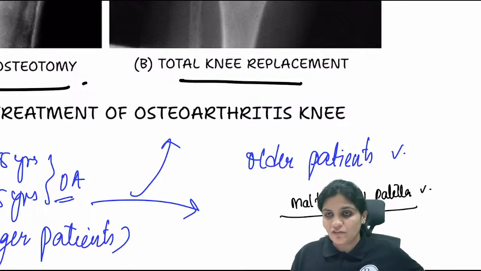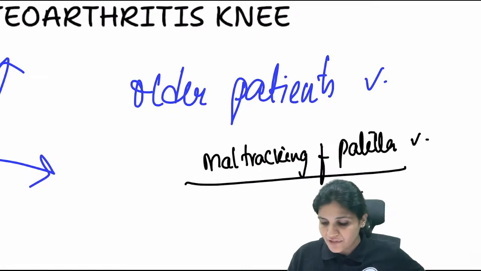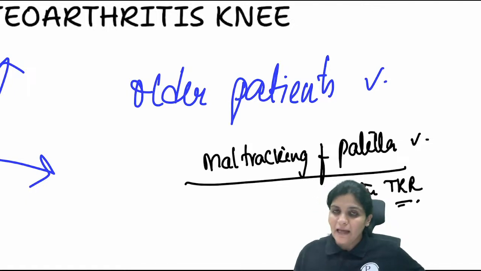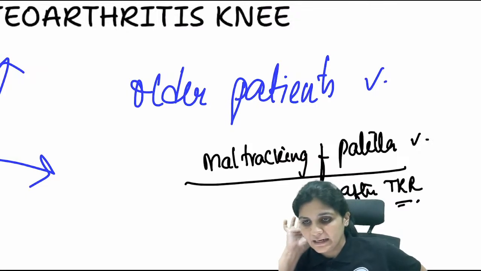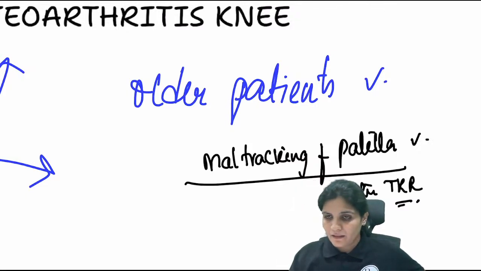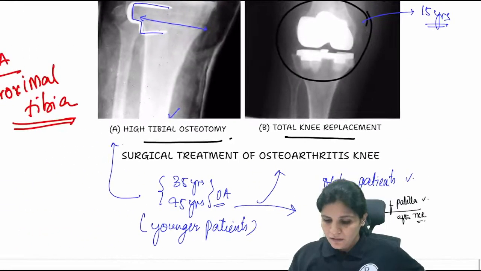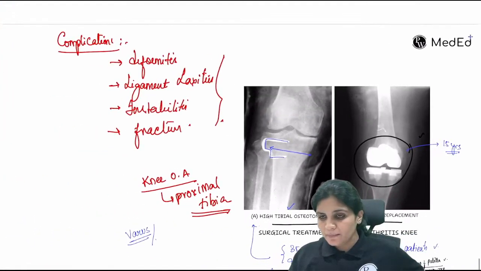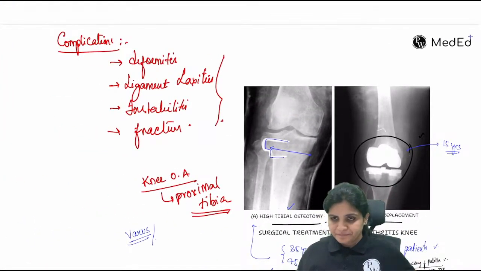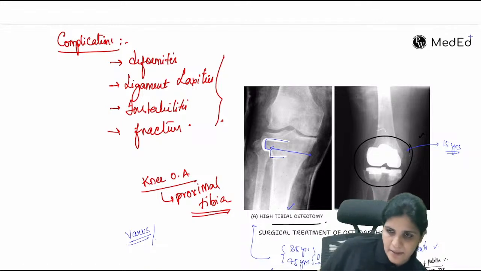Right, this maltracking of the patella will happen after your TKR, total knee replacement, when there is a problem in the movement of the patella. Usually there will be lateral displacement of the patella. So this displacement will result in the patellar clunk. Okay, so that is about your osteoarthritis.